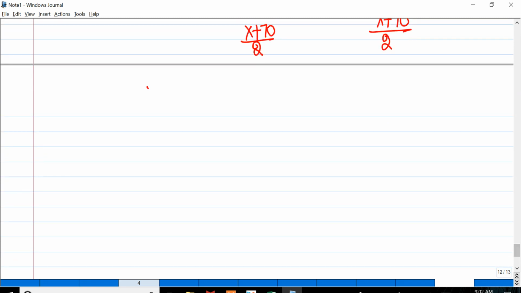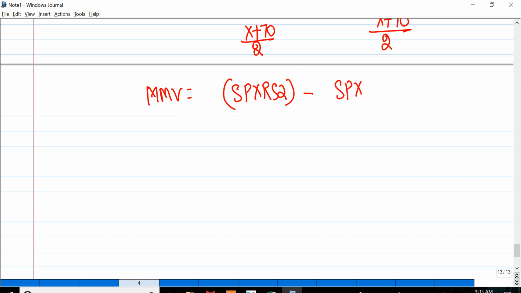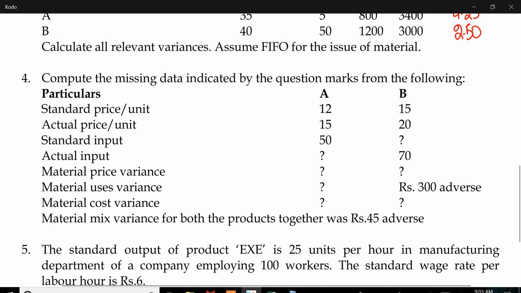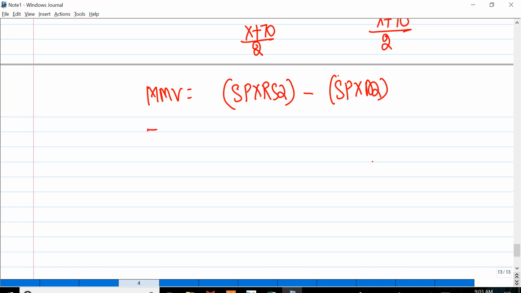Now, material mix variance is equal to SP into RSQ minus SP into AQ. The formula will come from the chart. What's the mix variance given? Minus 45. Minus 45 equal to, now what is the standard price of A?